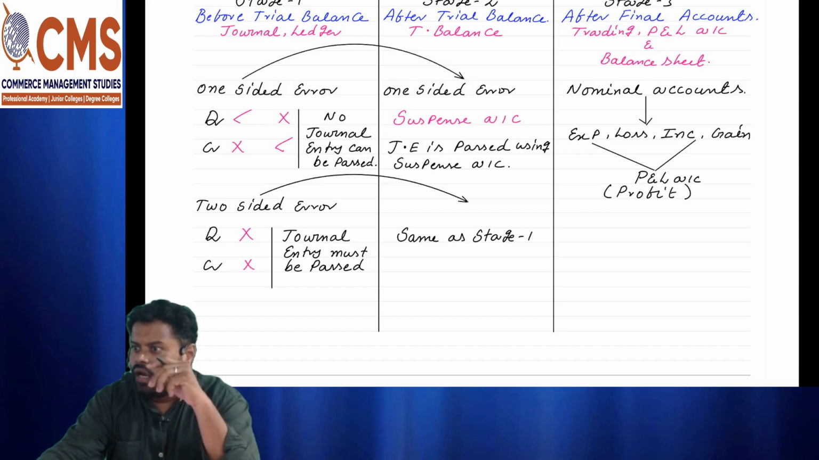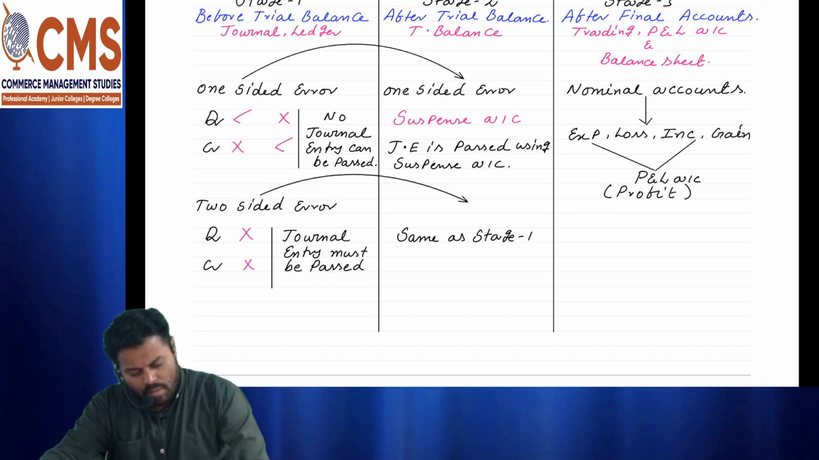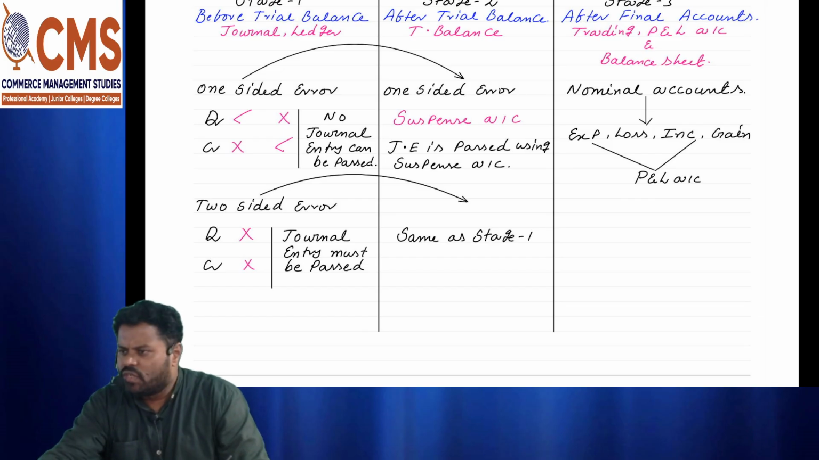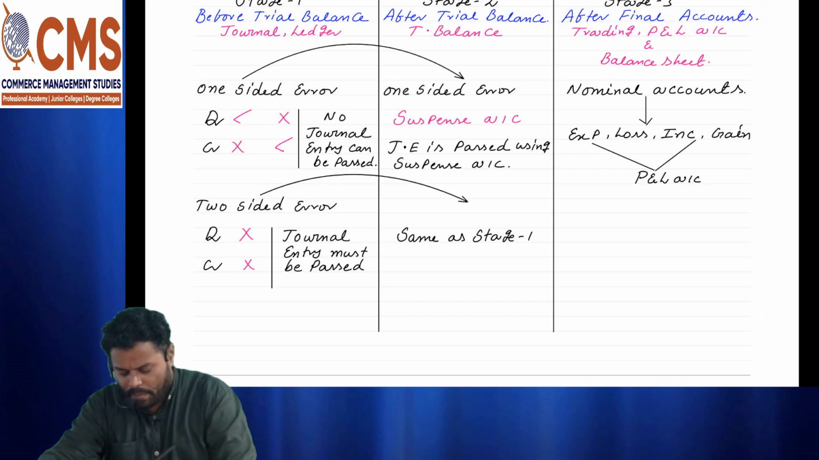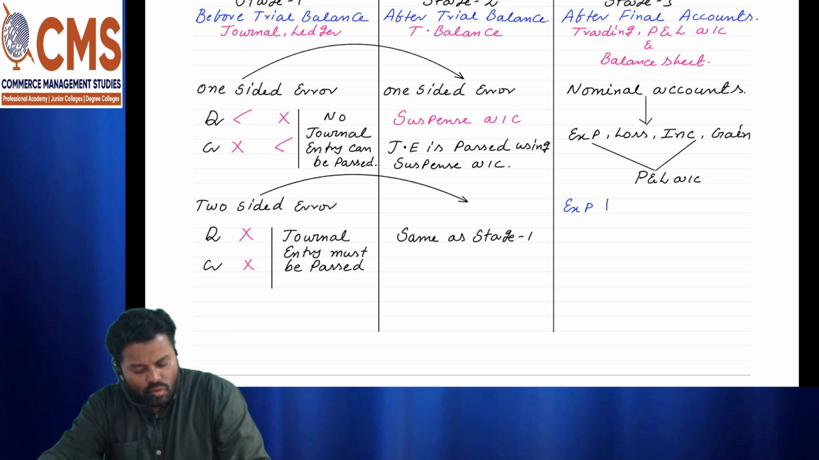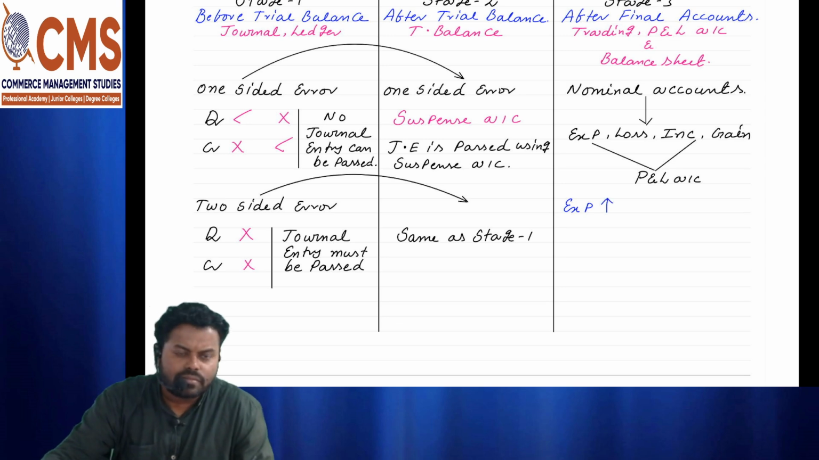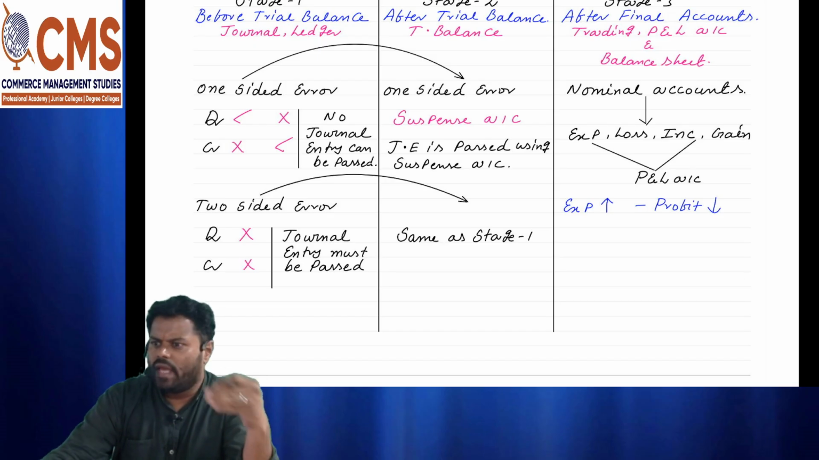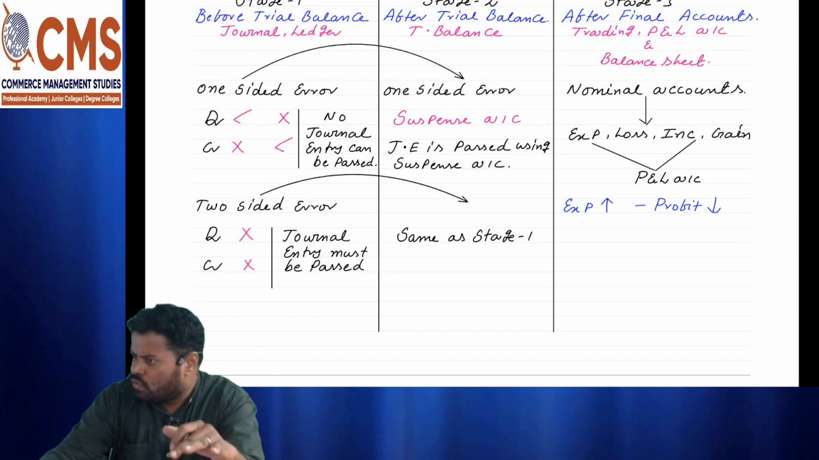Correct. Now, once you're saying that profit is affected, simple, let's understand this. Okay. There are different versions, but you will understand it very easily. Expense account is overstated. Expense account is overstated. What will be the impact on profit? Obviously, when you write excess expense, your profit tends to decrease.